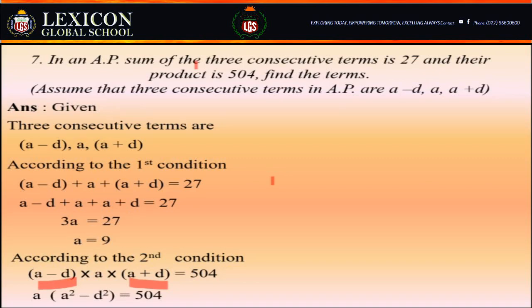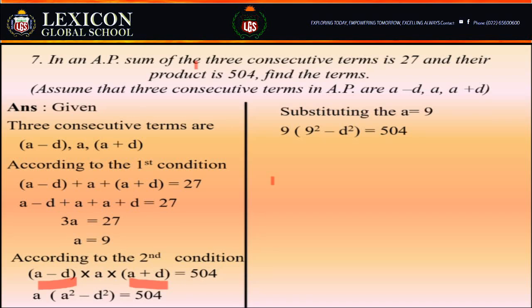When we substitute the value of a in the given equation, what are we going to get? 9. Where I had a, there I am going to write 9. So, 9 bracket 9 square minus d square is equal to 504. 9 will get divided by 504 and 9 square is 81. So, minus d square is equal to 56 minus 81.